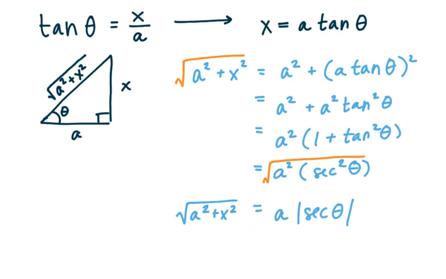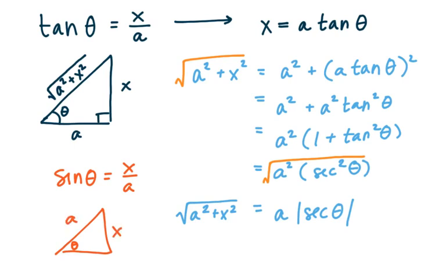And with a similar argument, you could create a triangle, put theta here. If you were dealing with sine theta equals x over a, then you would draw that triangle. Remember, sine is opposite over hypotenuse.